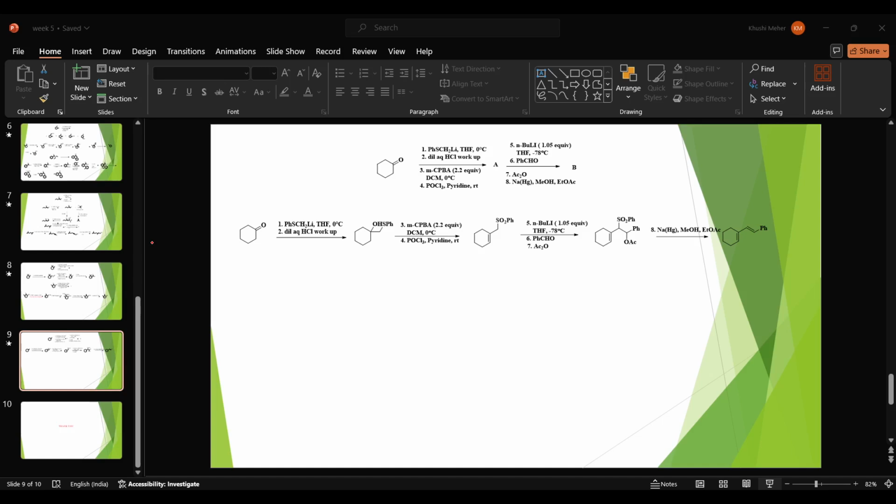This is a very good question: how will you convert this starting material to the corresponding product by using the organolithium reagent, or if you have any other kind of idea, that will be okay.